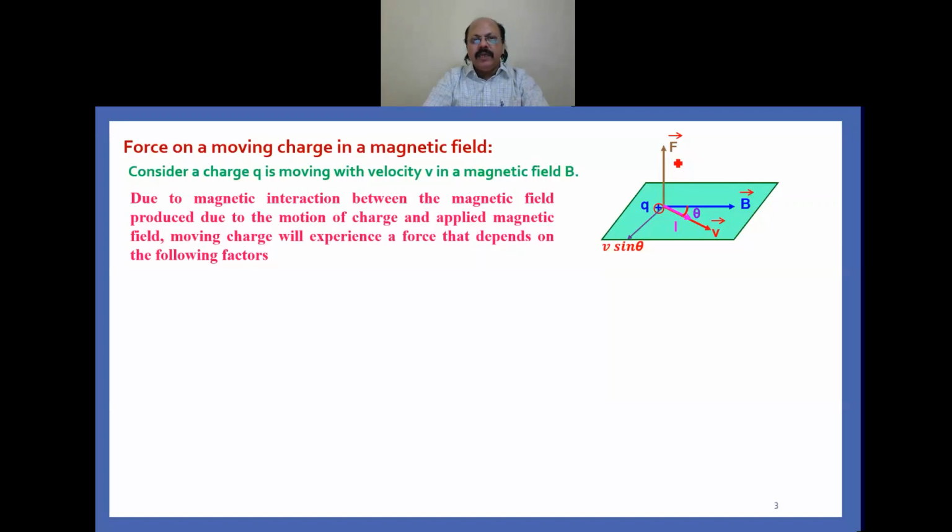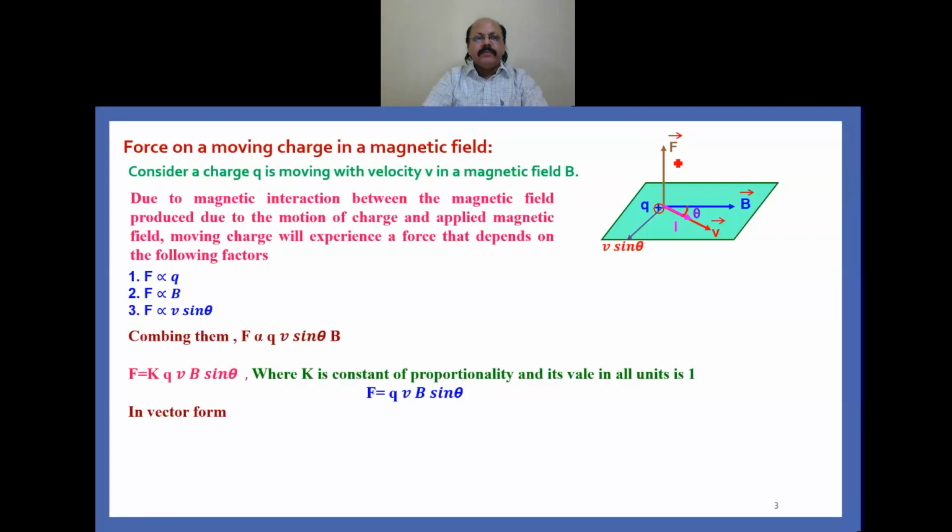due to the motion of charge and applied magnetic field, the moving charge will experience a force that depends on the following factors. F is directly proportional to q, that is, force is directly proportional to the magnitude of the charge, and directly proportional to the magnitude of the magnetic field, and directly proportional to the vertical component of velocity, that is v sine theta. When we combine all these three, we get F directly proportional to q v B sine theta.